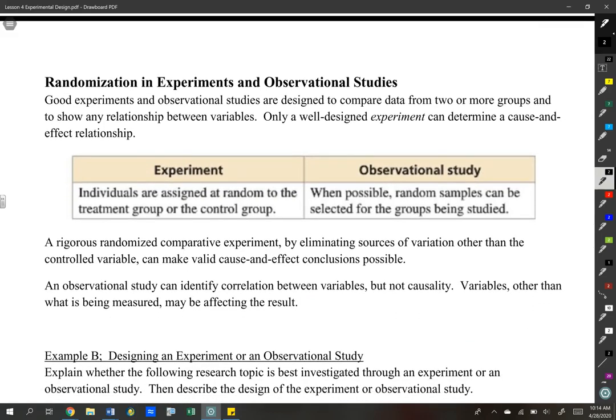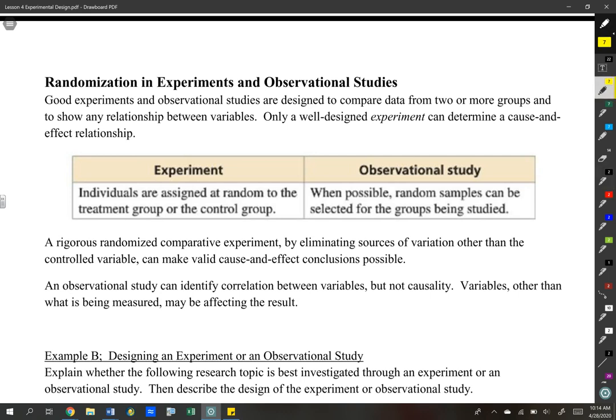Randomization in experiments and observational studies. Good experiments and observational studies are designed to compare data from 2 or more groups and to show any relationship between variables. Only a well-designed experiment can determine a cause and effect relationship. All right, so we have some definitions here.